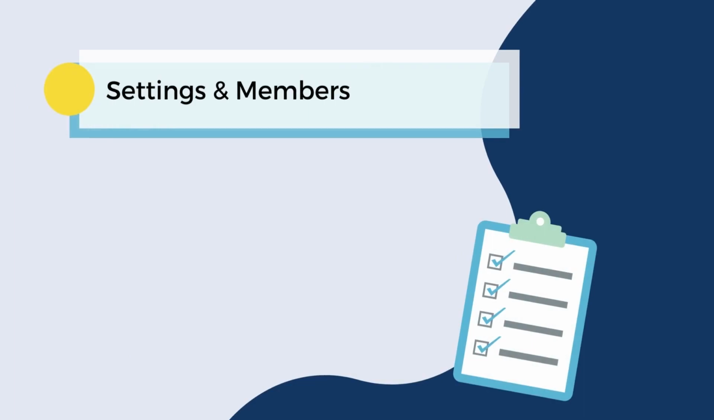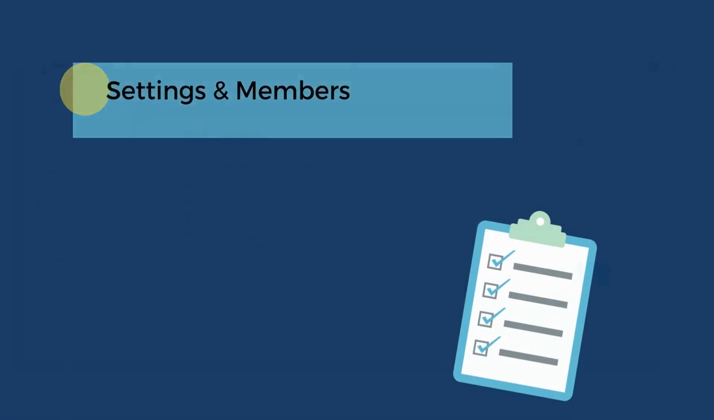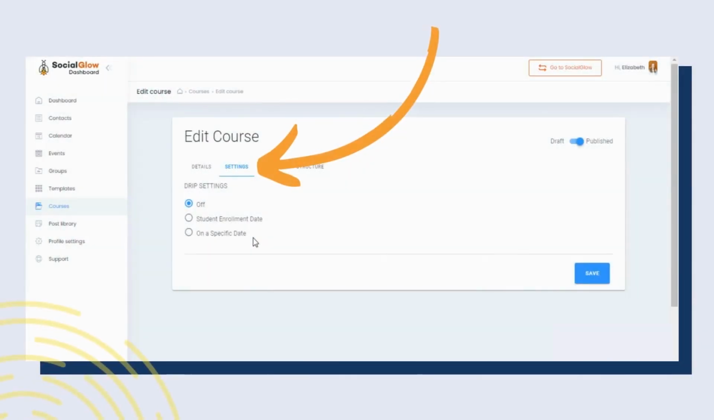Next, we'll go over your course settings and member options. Click the Settings tab and you'll notice something called Drip Settings here. Now this is an optional feature that releases your videos on a schedule, and this is helpful if you don't want all of your lessons to be available to your group members at once, and instead want them to slowly release at the time that you select.